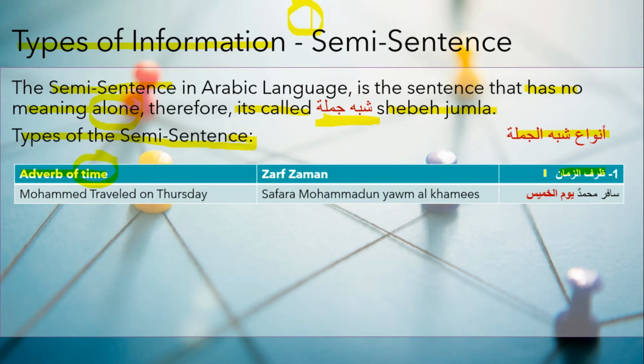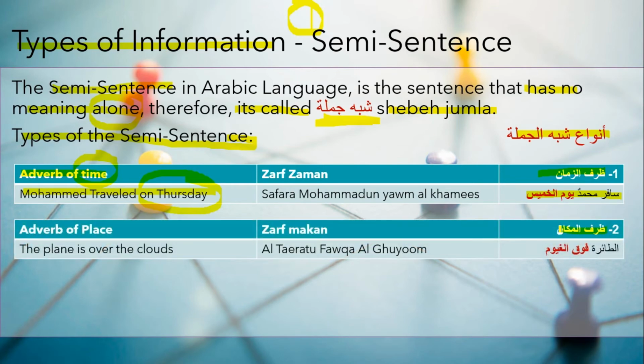The first one is ظرف الزمان, which is the adverb of time. سافر محمد يوم الخميس. Muhammad traveled on Thursday. On Thursday, this is the time he traveled. When did he travel? On Friday, at 5, at 4 o'clock. So anything that expresses time, this is ظرف الزمان.